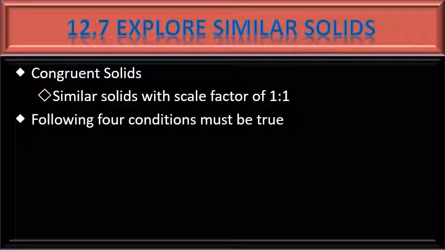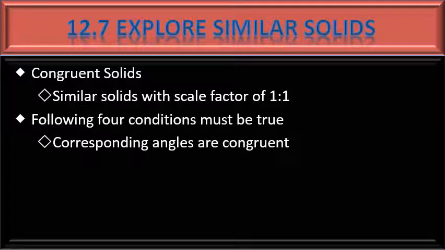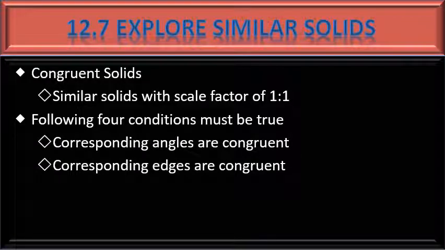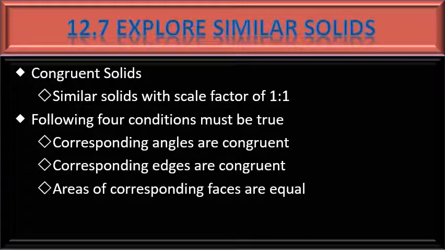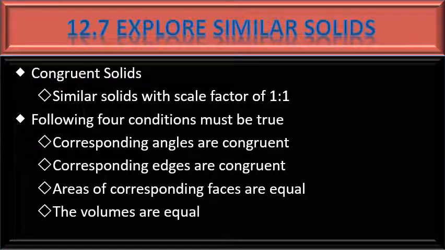And these following four conditions must be true. The corresponding angles are congruent. The corresponding edges are congruent. The areas of the corresponding faces are equal, and the volumes are equal. Notice angles and edges are congruent because they're shapes. Areas and volumes are equal because they're numbers. Okay, so that's if they're congruent. If they're just similar, the corresponding angles are congruent, and the edges are proportional.